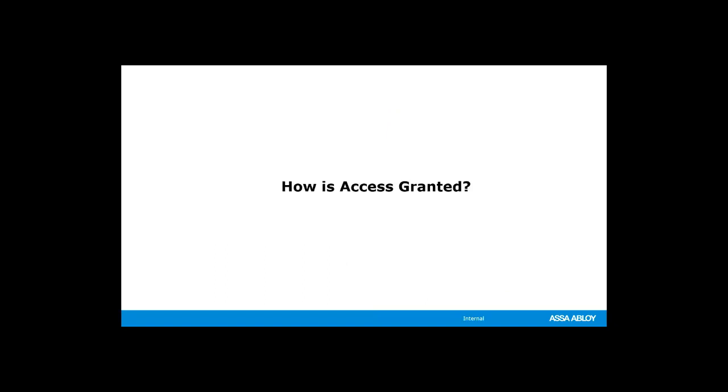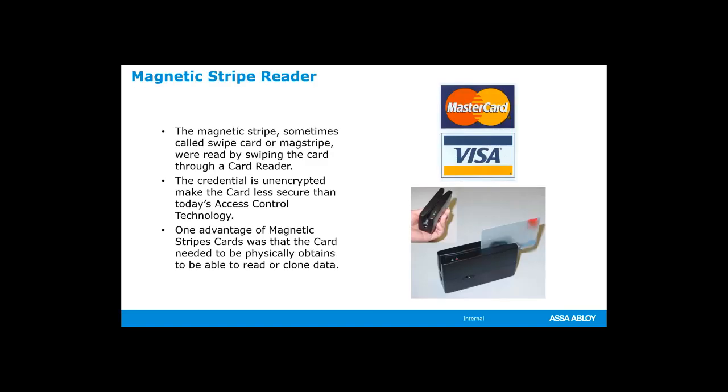So how is access granted? Before proximity technology, mag stripes or mag swipes, also called swipe cards, were read by swiping them through a card reader. The credential was unencrypted, making the cards less secure than today's access control technology. One big advantage with magnetic strip cards is that the card needed to be physically obtained to be able to read or to clone the data.